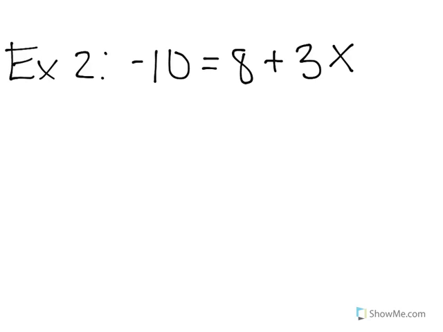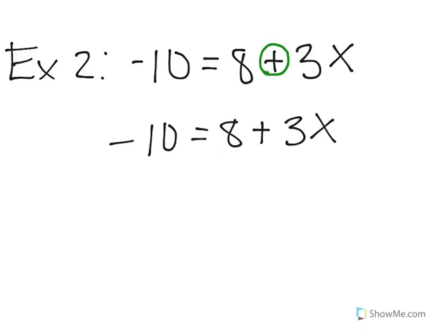So my first step is to always add or subtract first. I'm noticing I have an addition sign in my equation. So I'm going to realize, well, the opposite of addition is subtraction. So I know I'm going to have to subtract something from both sides first. I'm going to rewrite my equation: negative 10 equals 8 plus 3x. So instead of adding 8 to both sides, I'm going to subtract 8 from both sides. That's going to get rid of my 8.